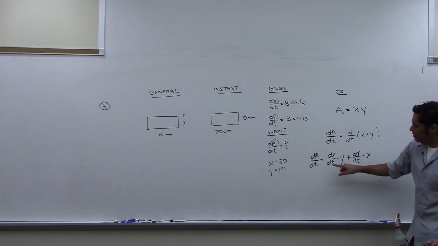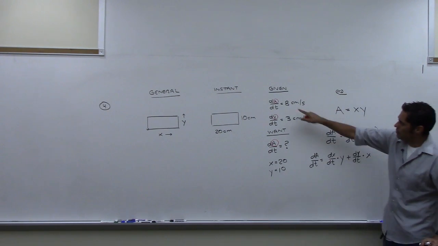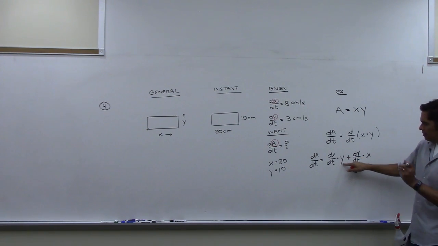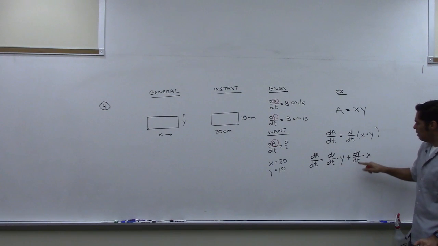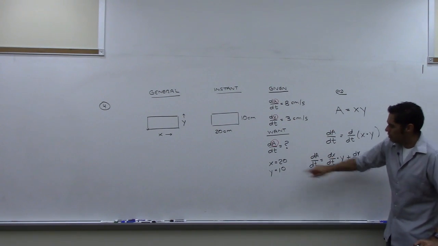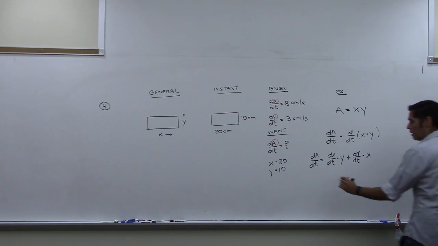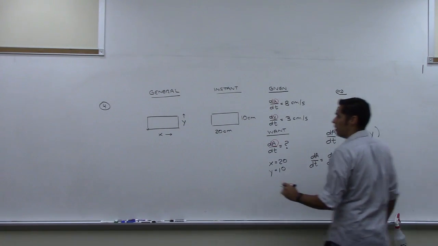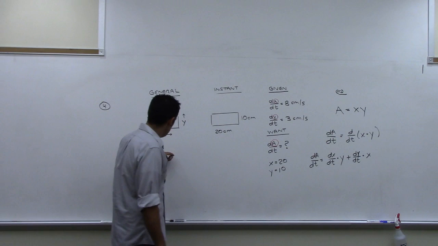Good, I've got it. dx/dt, do I know that? Yes, it's 8. Do I know y at the instant in time? Yes, it's 10. dy/dt, do I know it? Yes. x? Yes. So I've got everything I need. I can solve for dA/dt. I'll do it right here.